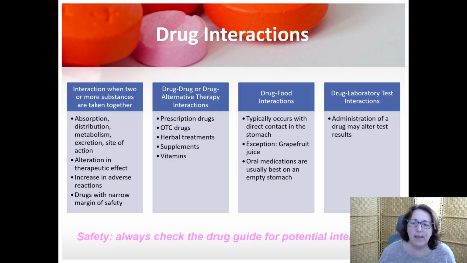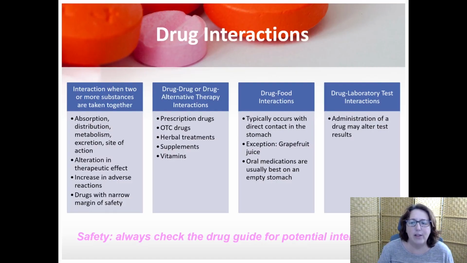Drug-drug or drug alternative therapy interactions, we need to remember that we're not just talking about traditional medications, but also alternative or complementary therapies, herbs, supplements, vitamins. Those all can have an effect. Drug-food interactions typically occur when there's direct contact in the stomach. So spacing the interacting medications out usually solves the problem. The exception to this would be grapefruit juice. Any drug that says not to take grapefruit juice means no grapefruit juice at all. Even if the patient normally takes the medication in the morning and they're going to drink grapefruit juice at night, nope. In this case, we don't have the grapefruit juice at any time of day.